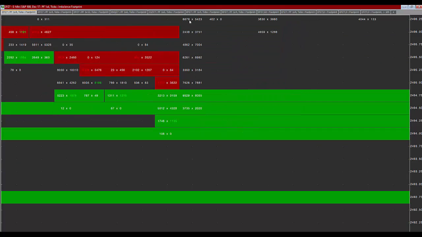You could see the market left. What did the market do in here? What did it do? It said bulls win.